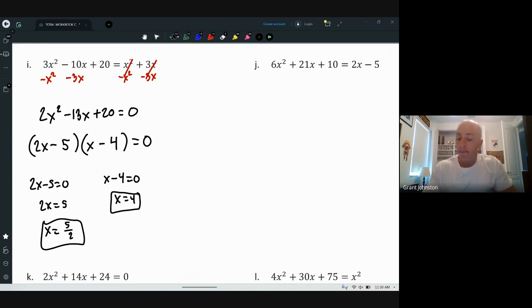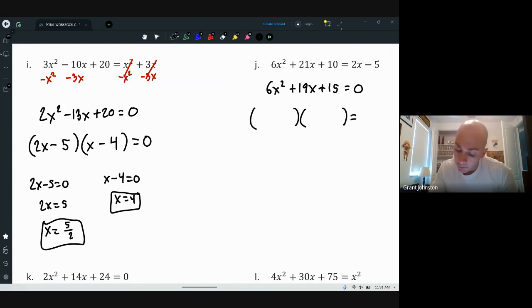Again, I've got to set it equal to 0. So I would subtract the 2x from both sides, and I'd add the 5. So I'm going to have 6x squared. If I subtract the 2x, now I'm going to have 19x. And if I add the 5, 15, and we have to factor.